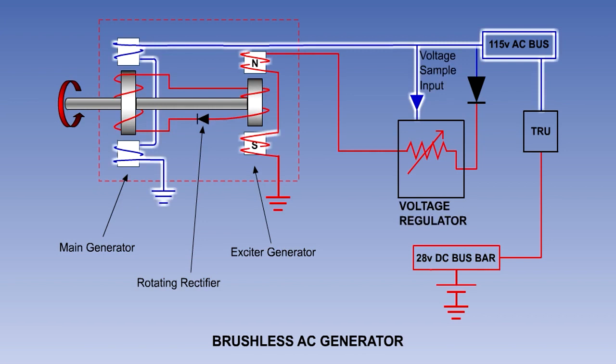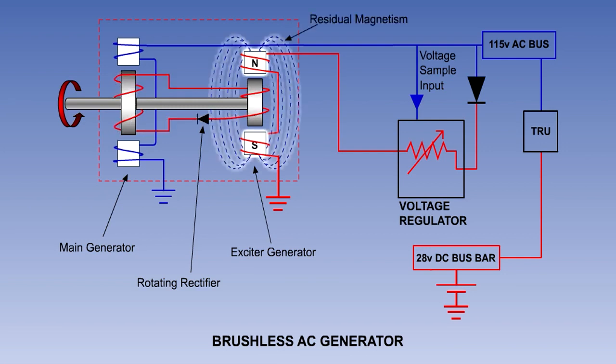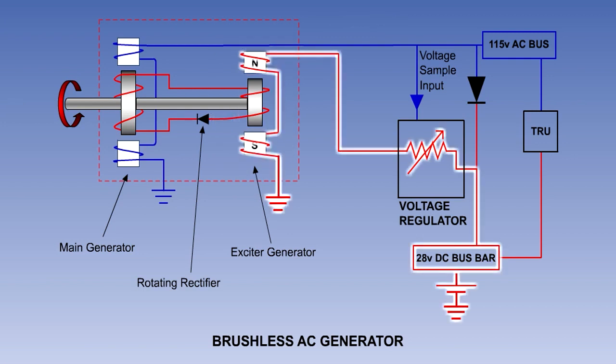As in the brush generator system, the voltage regulator samples the main generator output. But in this system, it controls the exciter generator field strength and thereby its output through the rotating rectifier to the main generator field coils. On initial startup, a brushless generator may be self-excited by residual magnetism in the poles of the exciter generator field windings. Or, if the exciter generator field has no residual magnetism, it will be excited by externally supplied DC, possibly from the battery.